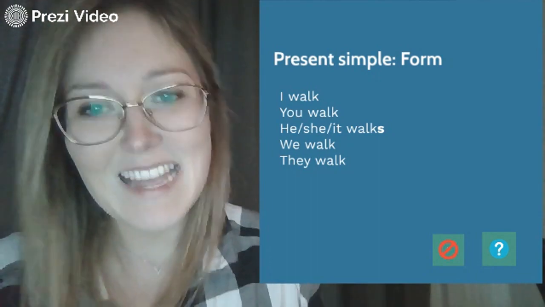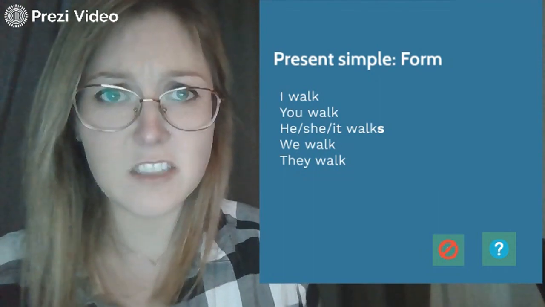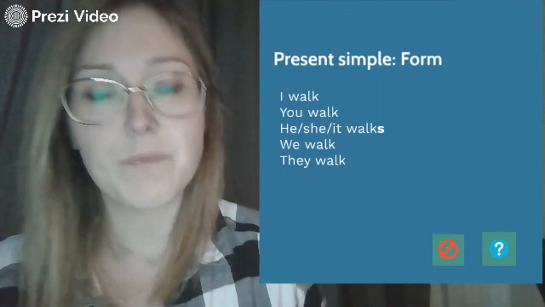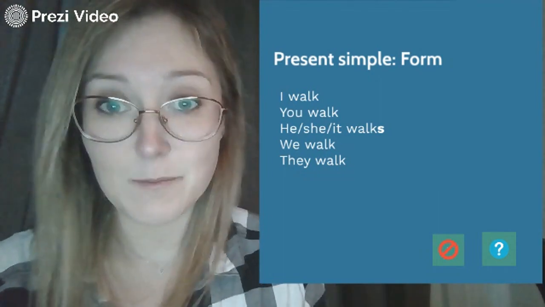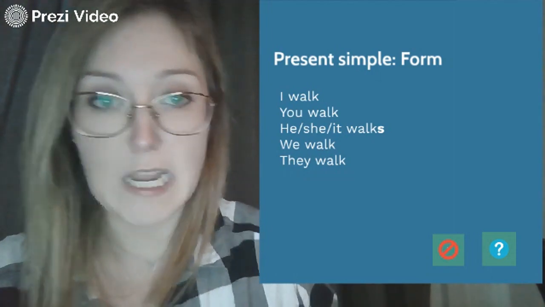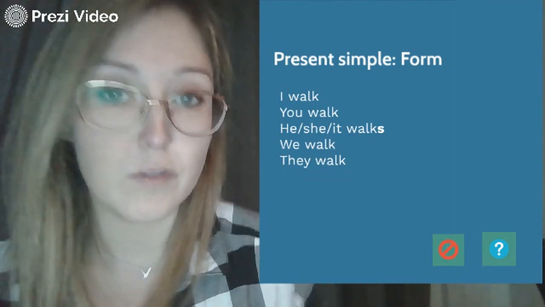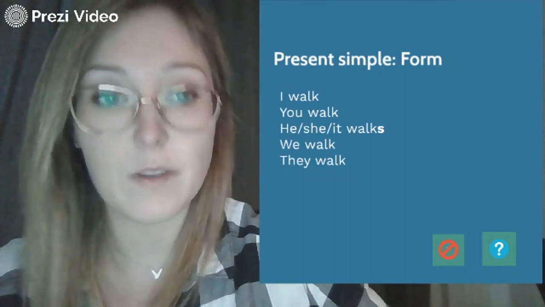But for he, she, and it, something always changes in the present simple. You have to add an S. So it walks, he walks. So the boy walks, or Clara walks.